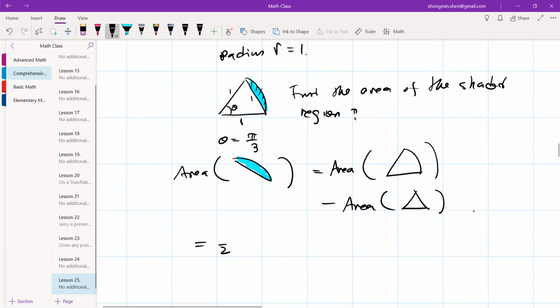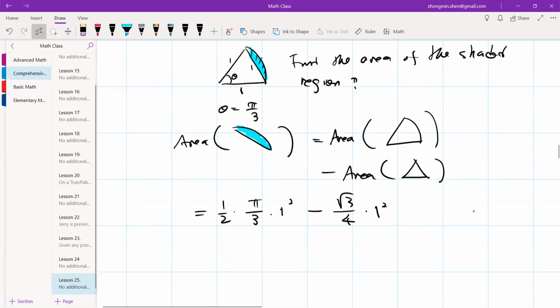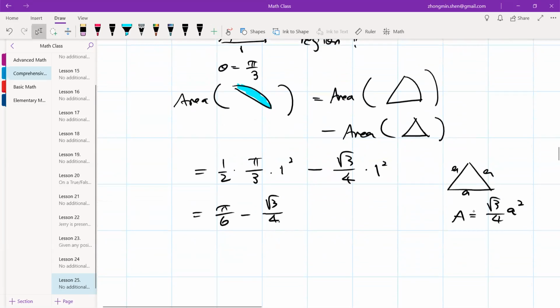That's going to be half of pi over 3 times r squared, minus square root of 3 over 4 times 1 squared. If you know the edge length of the equilateral triangle, you can compute the area quickly using this formula. So remember, if the edge is A, the area is going to be the square root of 3 over 4 times A squared. So you simplify a little bit and find the area, just the difference.